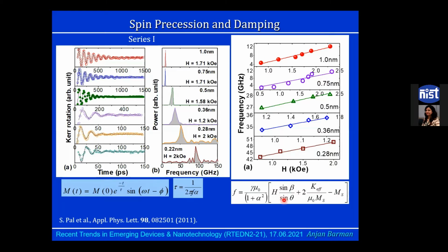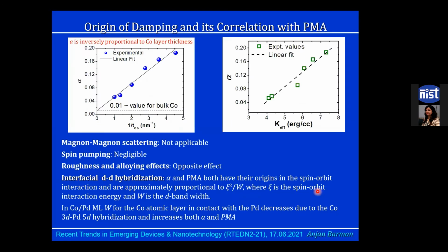And from here, we find out the anisotropy. Anisotropy is here, effective anisotropy. So we did that, and we find out that this damping is actually varying very linearly with the inverse of the cobalt layer thickness, which shows that there is either spin pumping or hybridization or some kind of effect here. And let's see how it varies with K effective.